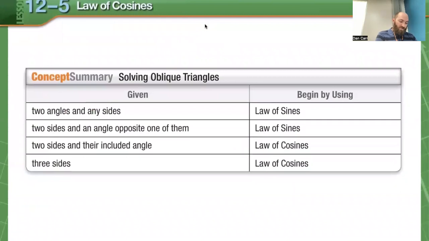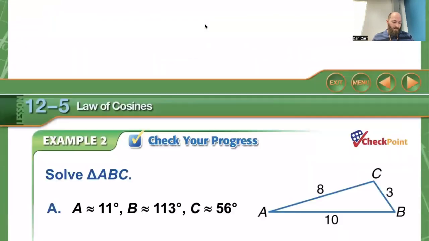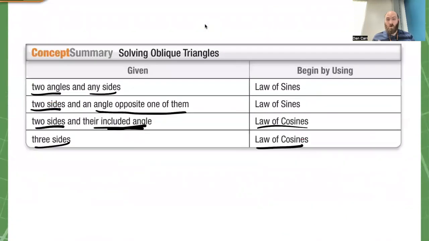One last recap just to make sure we're clear. We can do law of sines if we have 2 angles and any side, because if we have 2 angles, we can find the third angle, so we're guaranteed to have an opposite angle. If we have 2 sides and an angle opposite one of them, we could also do law of sines. If we have 2 sides and their included angle, we have to do law of cosines. And if we ever have 3 sides, it has to be law of cosines. So choosing which one to use is what you're going to look at on your own. It's always based on what's given and what you're looking for.